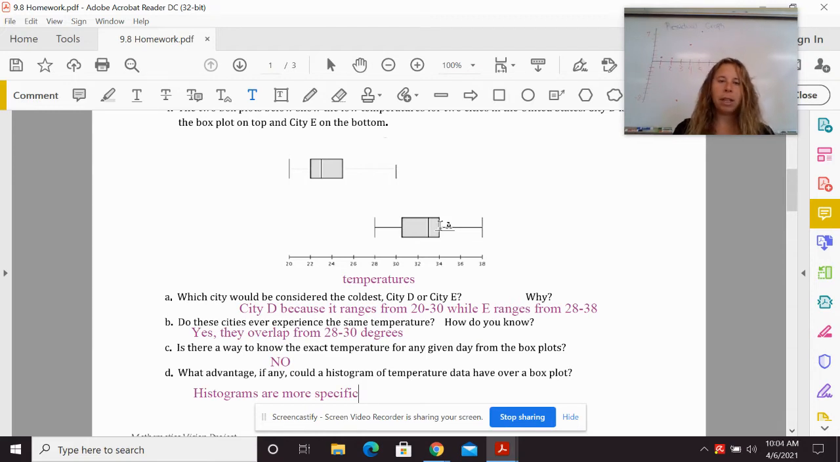If I were to graph these on a histogram, I'd be able to see that for this many days, it was 25 degrees. For this amount of days, it was 28 degrees. I'd be able to see specifically the amount of days it was that temperature. We can't tell that from a box plot. So I'd be able to tell you, oh yes, for 5 days it was 22 degrees. For six days it was 28 degrees. I would be able to tell you specifics. I cannot do that from a box and whisker plot.